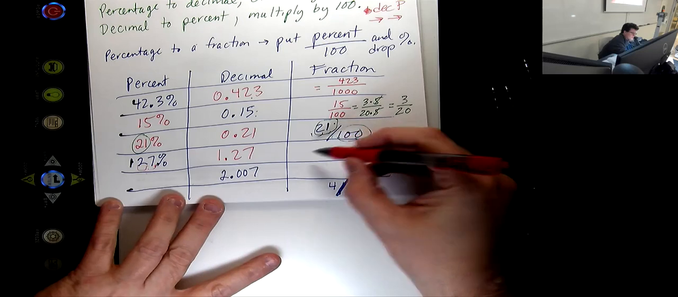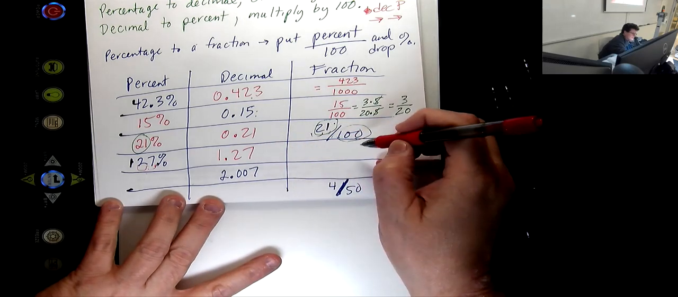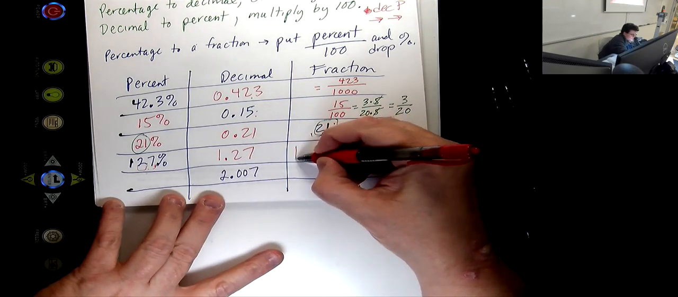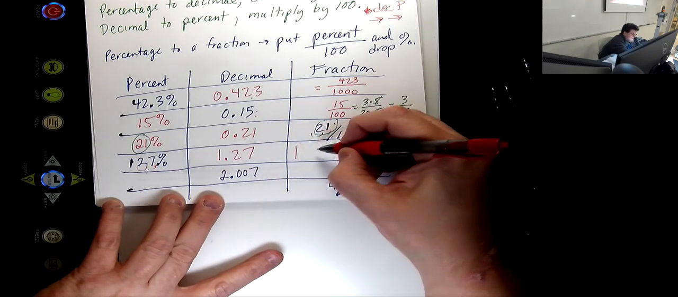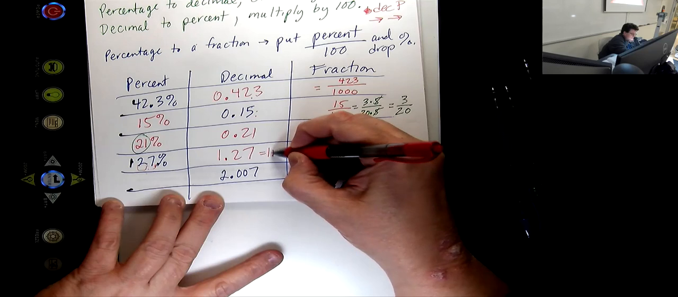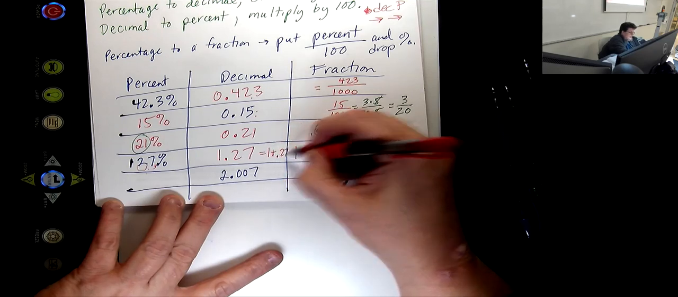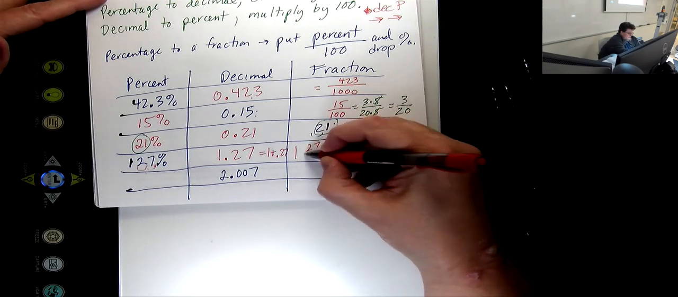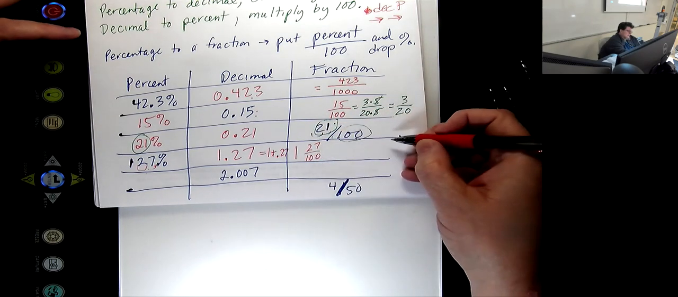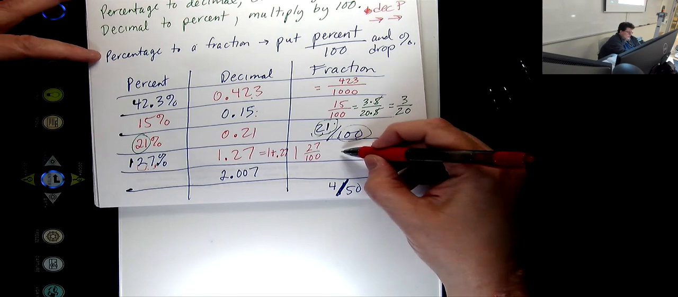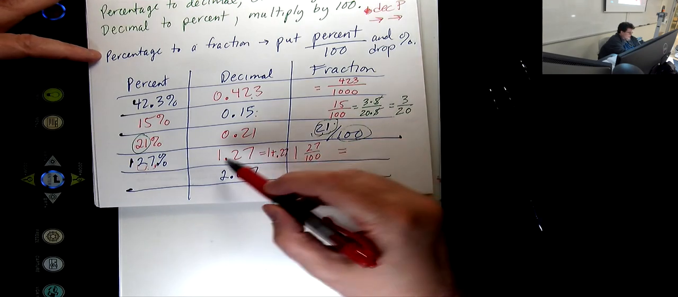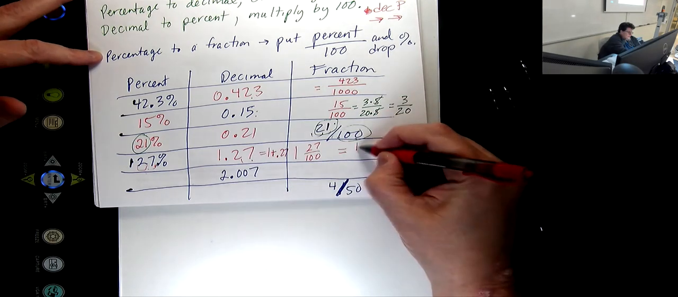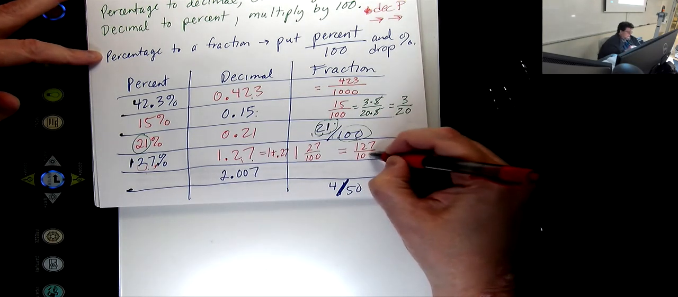In terms of writing this as a fraction, I can either leave the 1 alone and just do the 0.27. This is 1 plus 0.27. Do the 27 over 100. Or I can do the whole thing and move the decimal point to the right twice and put it over 100. 127 over 100.